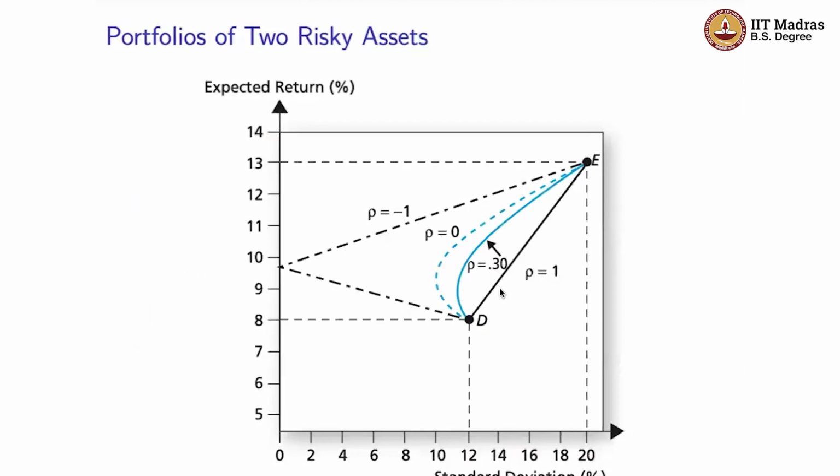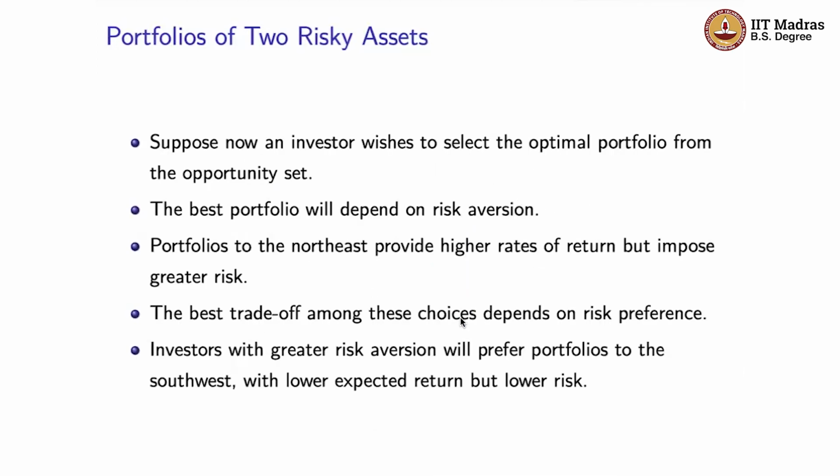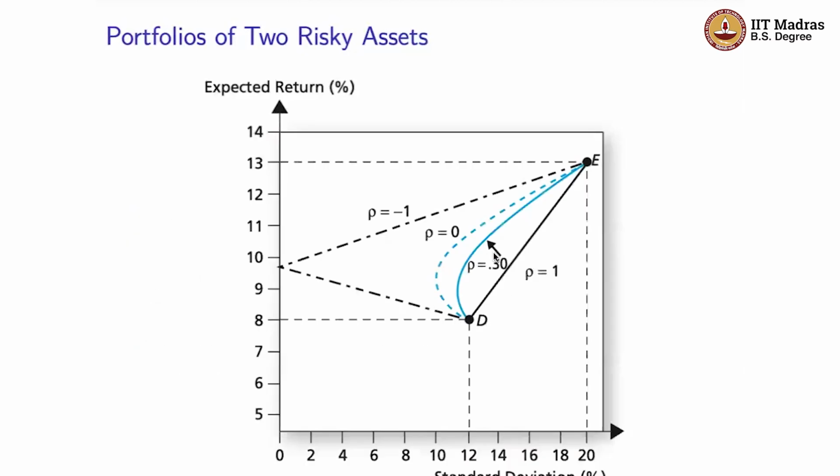So for the particular values that we have for rho equal to 0.30, these are the points that are there along the opportunity set, right? Now, what's the best portfolio? Well, that will depend on what the risk aversion of the investor is, right? So in general, clearly we can see that portfolios which are to the northeast are better because they have got higher expected return, right? And lower standard deviation. So you want to move as much to the northeast as possible.